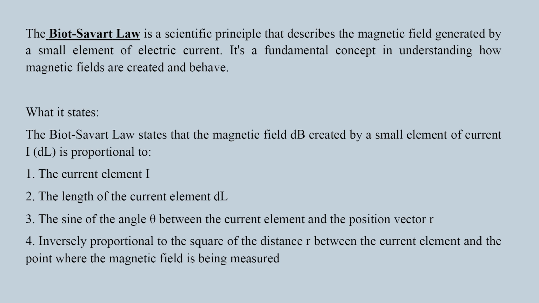What does it state? The Biot-Savart law states that the magnetic field dB created by the small element of current I ds is proportional to the current element I, the length of the current element ds, the sine of the angle theta between the current element and the position vector r, and inversely proportional to the square of the distance r between the current element and the point where the magnetic field is being measured.